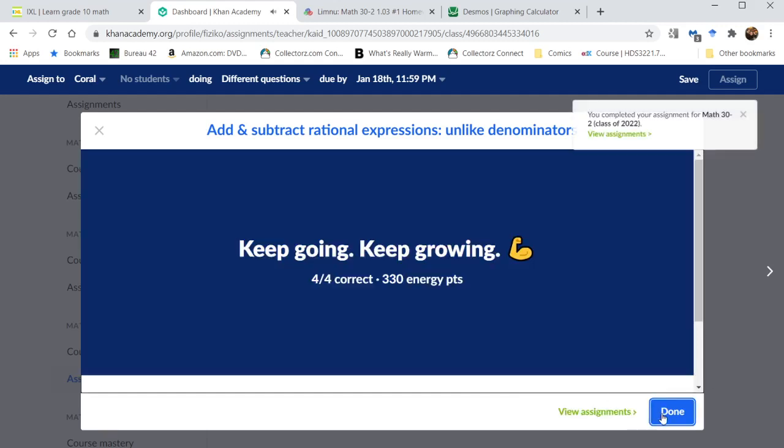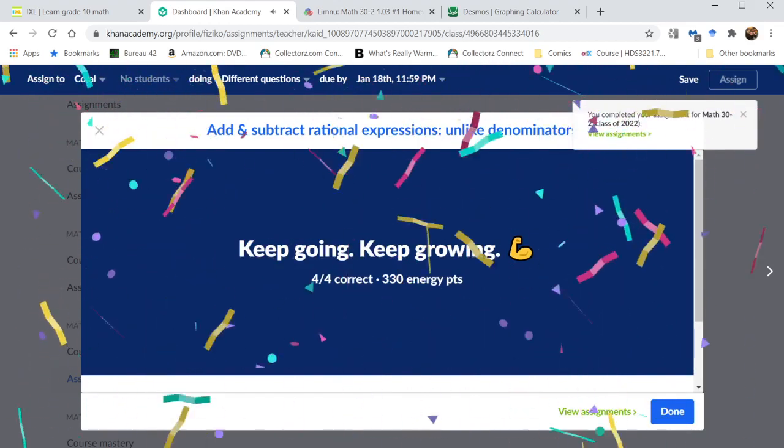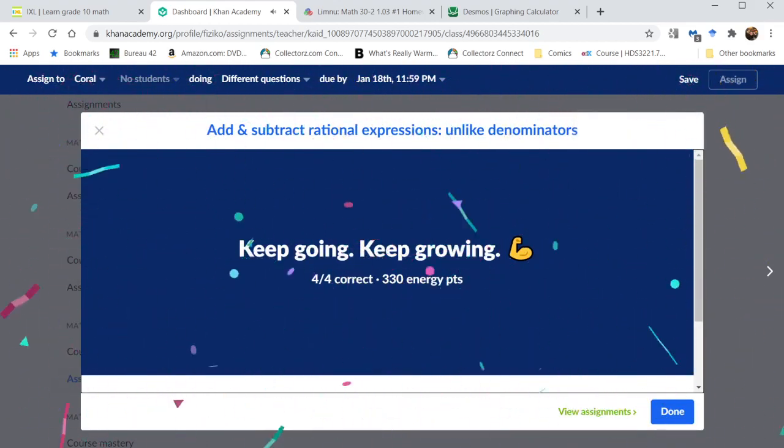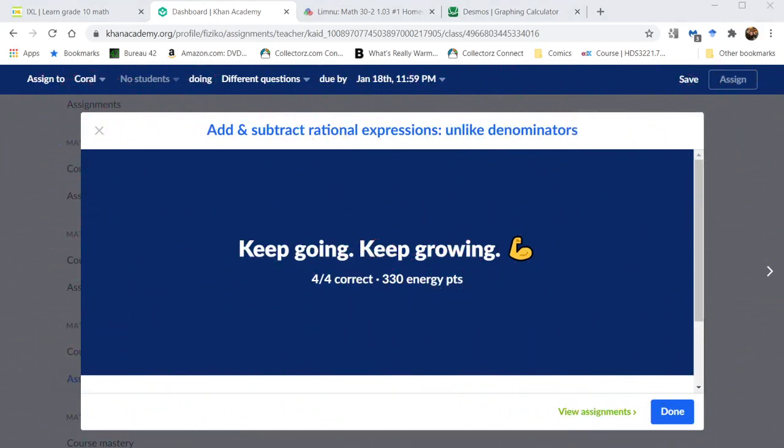So this concludes that homework assignment 1.05 number 2 for adding and subtracting rational expressions with unlike denominators.